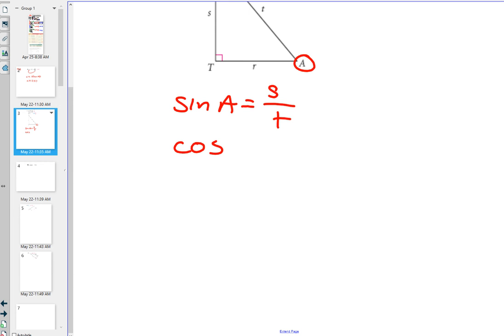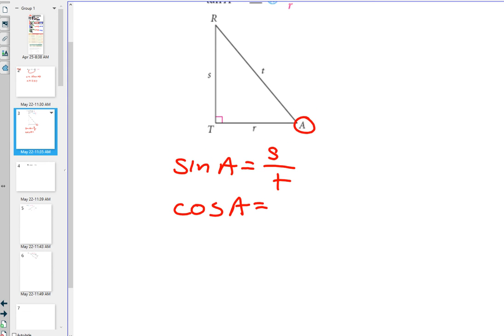The next thing they're asking me for is cosine. So here we go. We're at the same angle A. What is cosine? It's adjacent over hypotenuse. What leg is adjacent to angle A? What is the only leg that is touching angle A? Well, it wouldn't be T because T is the hypotenuse. It would be R. And the hypotenuse is T.